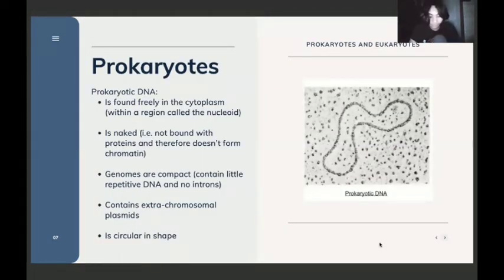Prokaryotic DNA is found freely in the cytoplasm within a region called the nucleoid. It is not bound with proteins and therefore doesn't form chromatin. Genomes are compact and contain little repetitive DNA and no introns. It contains extrachromosomal plasmids and it is circular in shape.